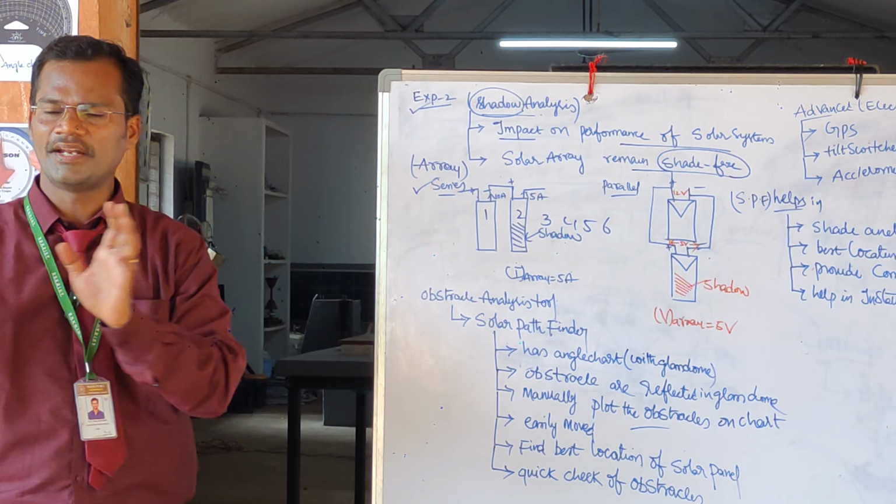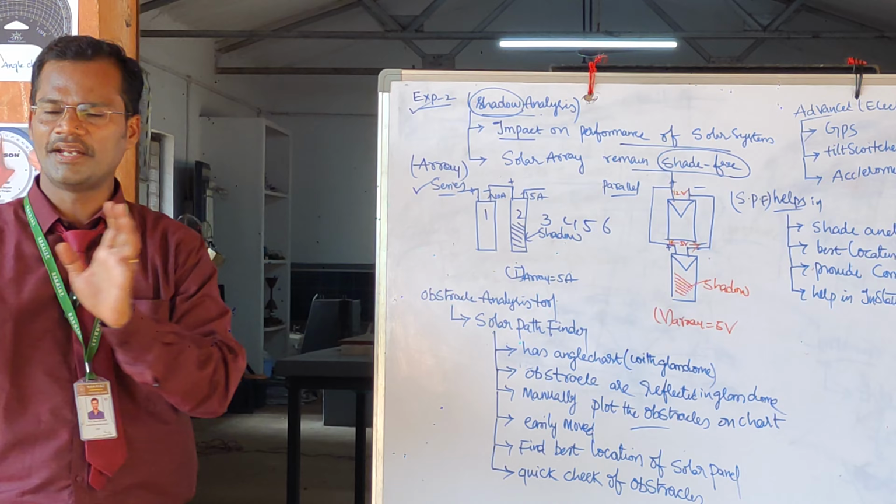So coming to the next experiment, shadow analysis. Already we discussed that shadow analysis plays a major role in the installation of a solar PV system. So what is this shadow analysis? Already we are very clear that shadow means the shadow may be created due to buildings, or the shadow may be created due to trees. You have to perform the shadow analysis.